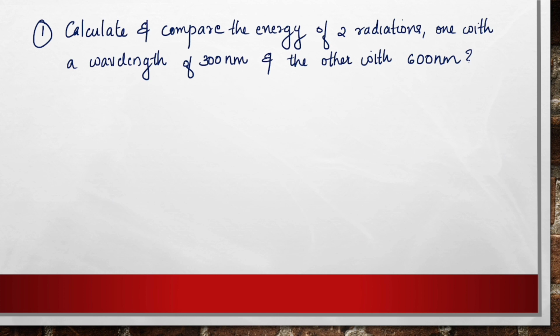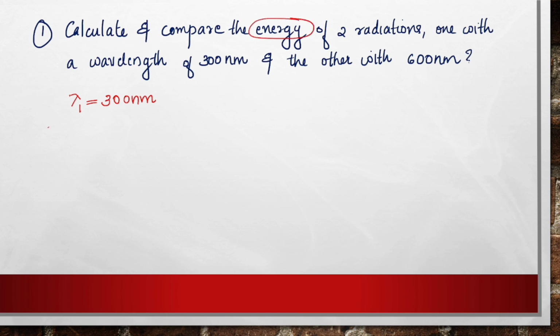Now let's do one problem related to black body radiation. First question: calculate and compare the energy of two radiations, one with a wavelength of 300 nanometer and the other with a wavelength of 600 nanometer. How will we solve this question? We got the wavelength value. Lambda 1 is equal to 300 nanometer. Lambda is the representation for wavelength. We need to compare the energy.